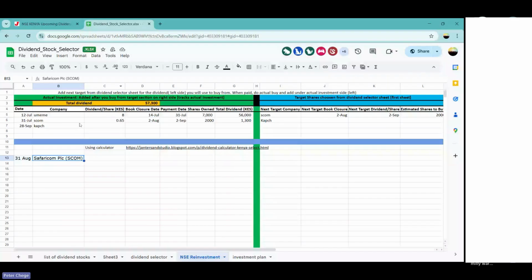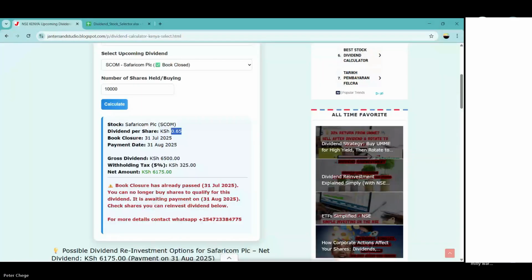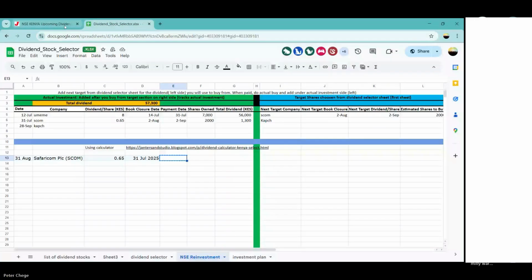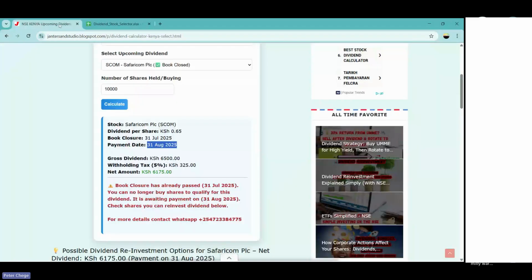Then we have book closure date. When did they close books? Again, this is for you to be able to track next time when Safaricom they're issuing dividend. When do you expect maybe book closure to come? And also to separate the dividends that you receive this year with the dividends that you receive next year. Let me copy this and come and paste here.